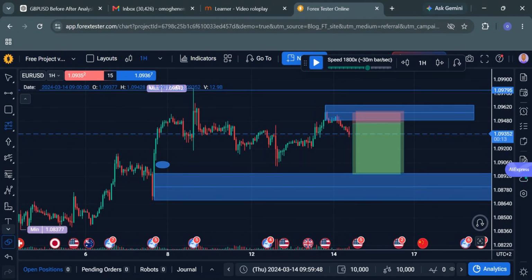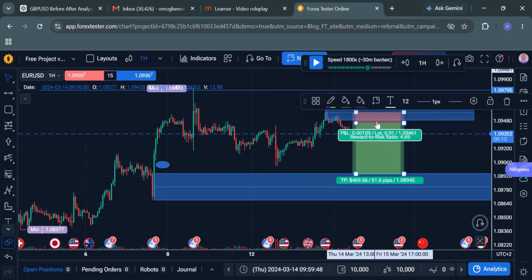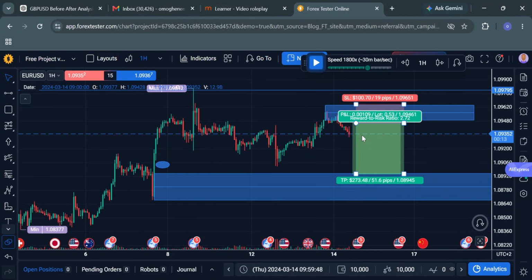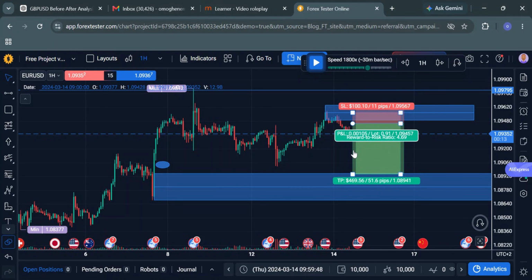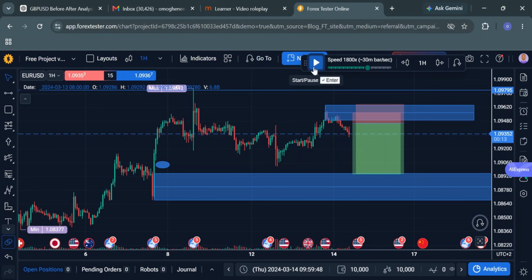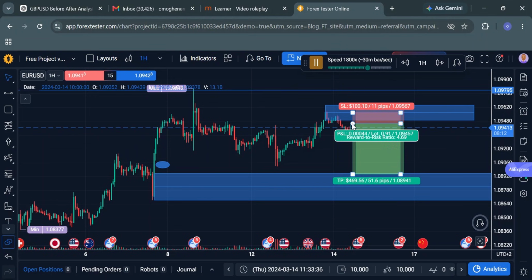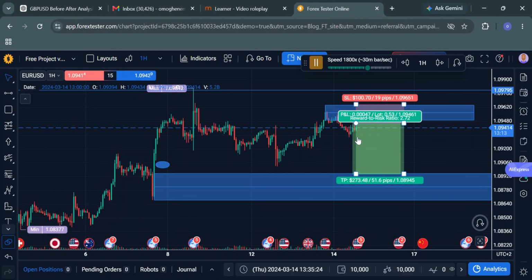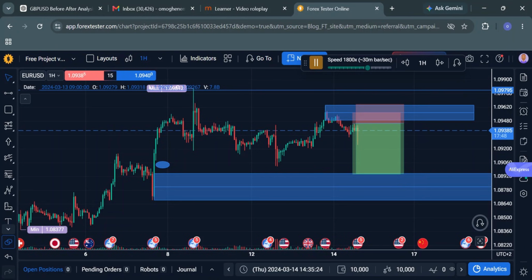So let me just put the order here and set the stop loss to the recent high, and then take profits. Yeah, so this will give us 1:2.7, and this will give us 1:6.9. So let's play this market out and see how it goes, if it's successful. Okay, as you can see, we are in already. Wow, that was fast.